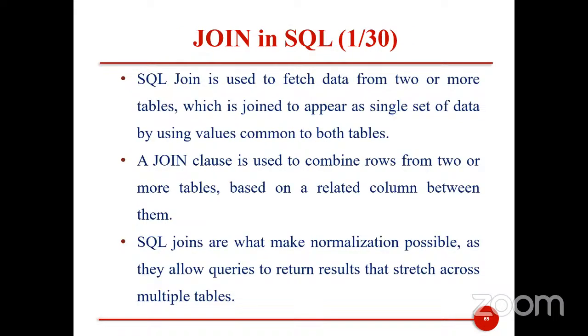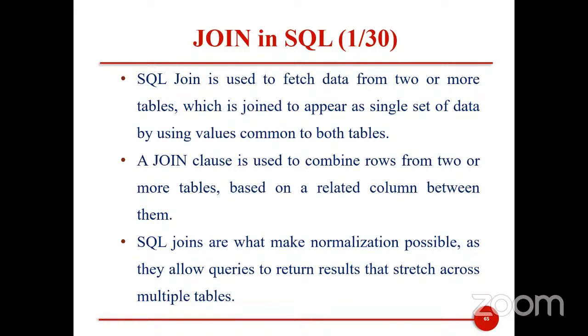Then we are now going to learn joins. Joins are used to fetch data from two or more tables, which appears as a single set of data, by using the values common to both tables. This means that for you to use joins, you must have tables that have relationships. For us here, we have 3 tables that have relationships. So you can only use it in tables which have relationships.